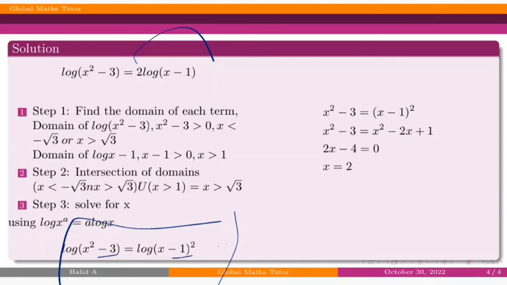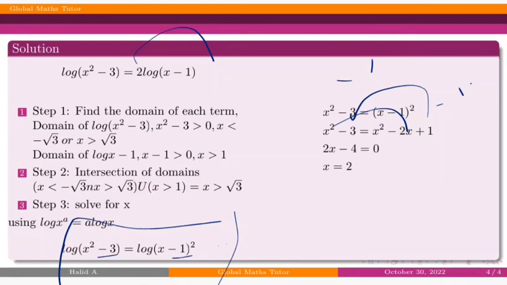It means, when we collect like terms, x squared goes to the other side as minus x squared, so x squared minus x squared cancels out, and the 2x comes to the left side as 2x, and the 1 comes to this side as minus 1. So 2x minus 4 equals 0. x is equal to 2.